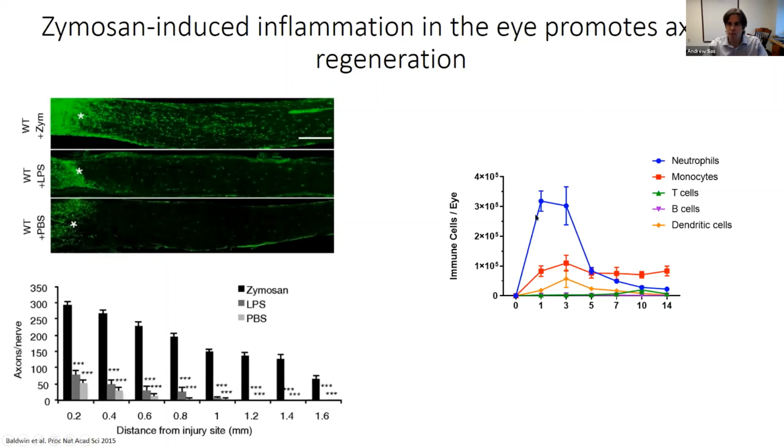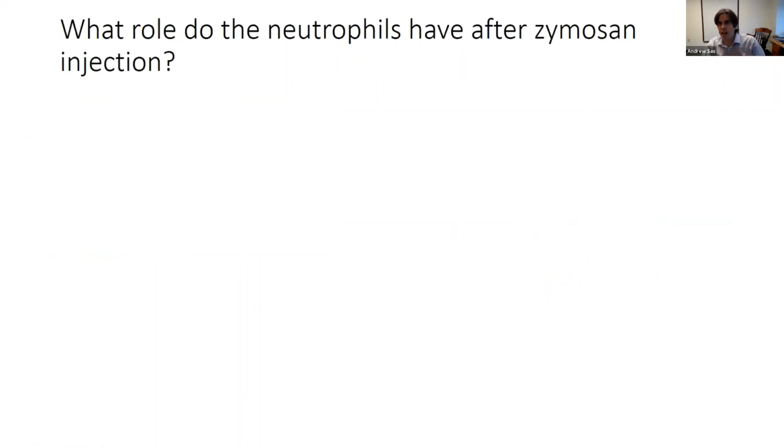They were by far the most prevalent cell. The next most common cell was monocytes. And then after that, we had dendritic cells and T cells and B cells over time. But given that they were the predominant cell and we think of them normally as detrimental, the first question I asked was, what role do neutrophils have after the Zymosan injection? Is it possible that they're slowing down recovery and that the monocytes are responsible, or is it that they have an effect themselves?